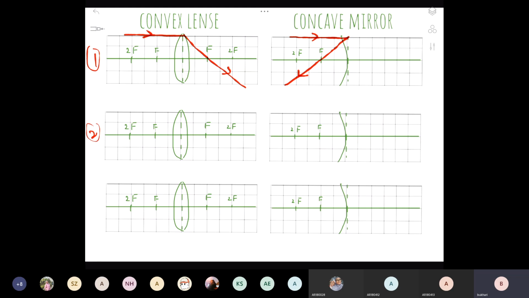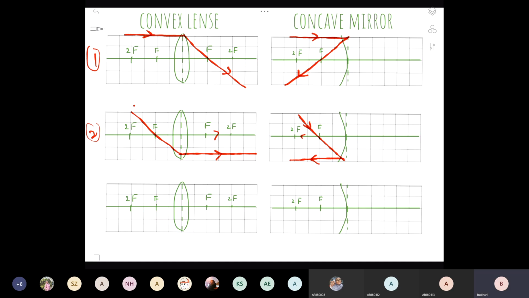The second one is we have learned that if light travels through F, it will be refracted parallel to the principal axis. That is the second rule for convex lens. And for concave mirror, what if light travels through F? What happens is it will be reflected parallel to the principal axis. That is the second rule for concave mirror.